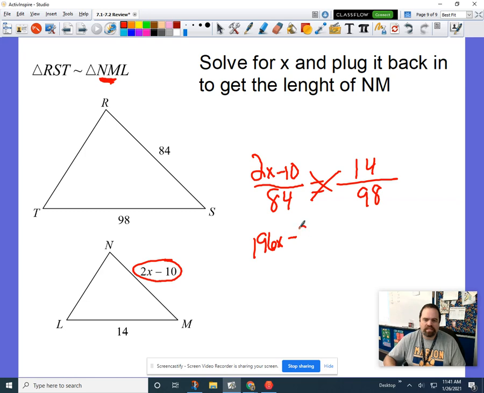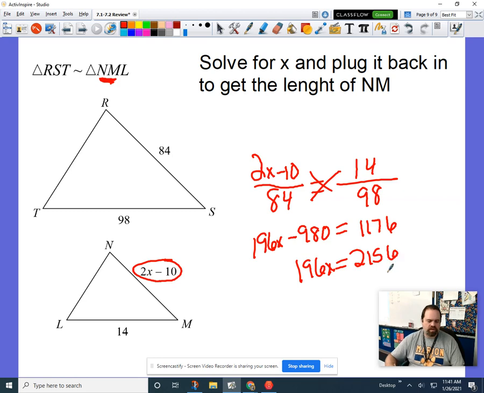It's 196x minus 980 equals 1176. Add your 980. When I divide it, 11.